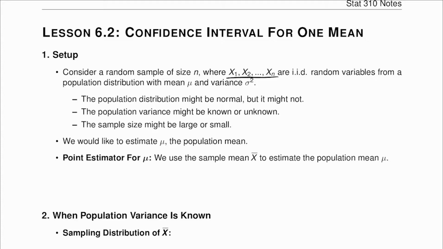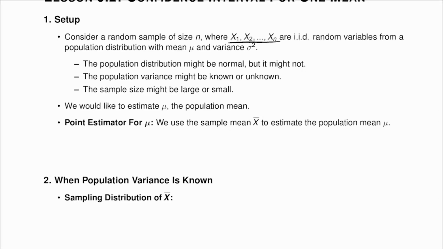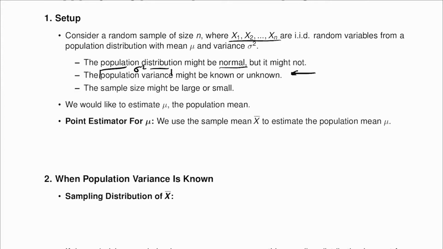Okay, and we will have three main characteristics. The first one is the population distribution might be normal, but it might not. The second one, and the most important, is the population variance might be known or unknown. Here, the population variance is sigma square, remember that. And the sample size might be large or small. Okay, we would like to estimate mu, that is the population mean. I mean, we have this population with mean mu, and we would like to estimate it.